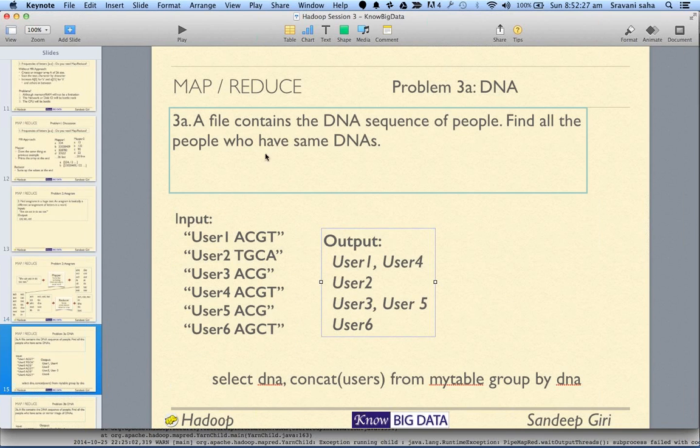So you are given a big file containing the DNA sequences of people in this format. So the name of the person, which is user 1 here, and then followed by a DNA. You have to group all those people having the same DNA. What should we be doing? What should be the key? Extremely simple question.